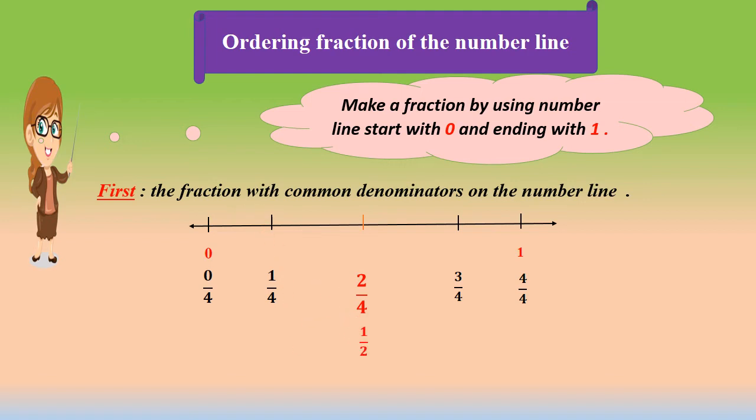What about 2 over 4? It equals 1 half, because here is the half of the number line. So 2 over 4 equals 1 over 2. This is an equivalent fraction. Note, 2 over 4 and 1 over 2 are equivalent to half.